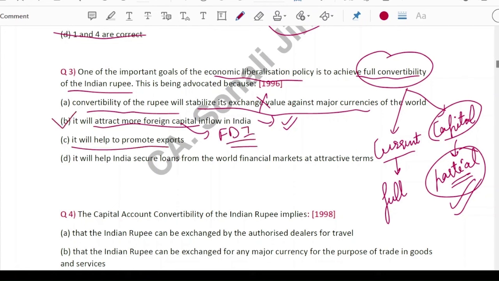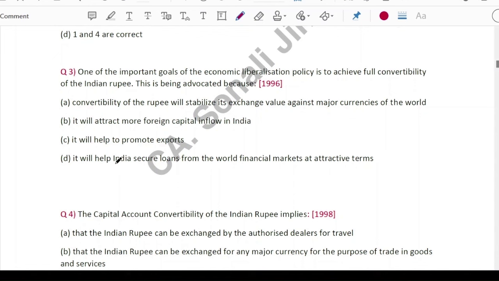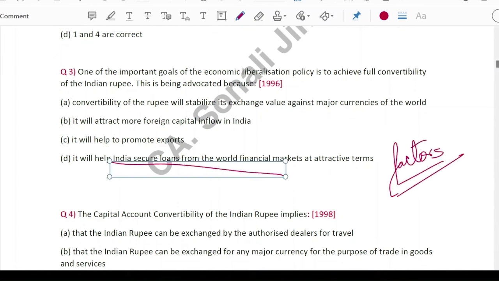Let's read the third statement. It will help to promote exports. No, this is a current account transaction. Fourth statement, it will help India to secure loans from the world financial markets at attractive terms. No, this is not true, because securing a loan also depends on other factors. So, the answer is B.